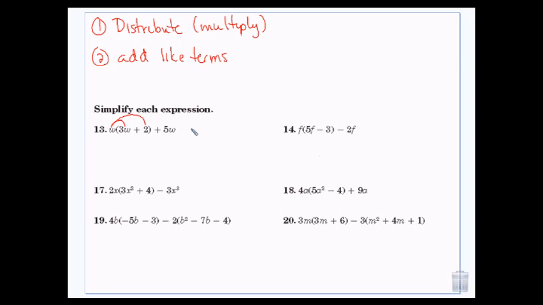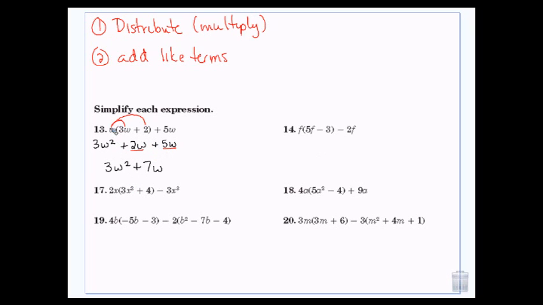Okay, so I distributed in that W, so I have W times 3W, which will give me 3W squared. W times 2 is 2W. And then this 5W just sort of stayed there. It didn't go away or anything. So I just bring it down. Then I add the like terms, which are the 2W and the 5W. So I get 3W squared plus 7W.